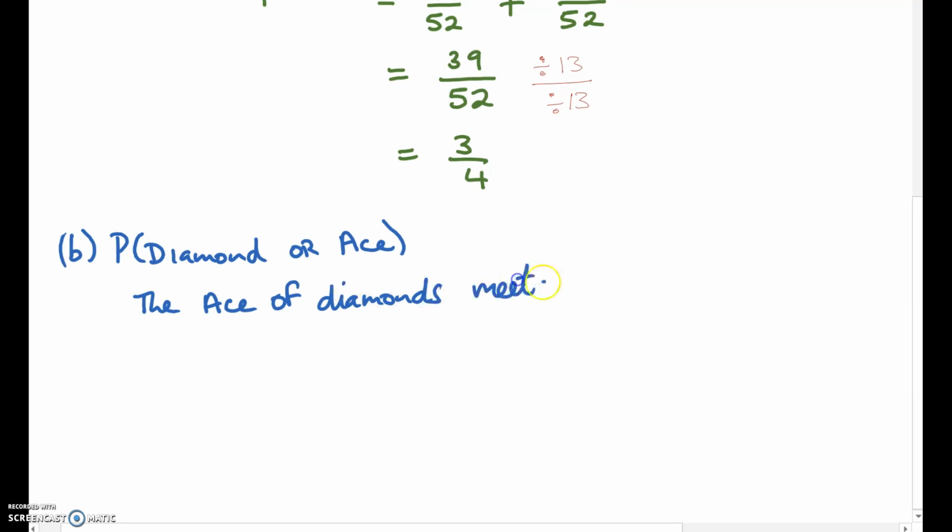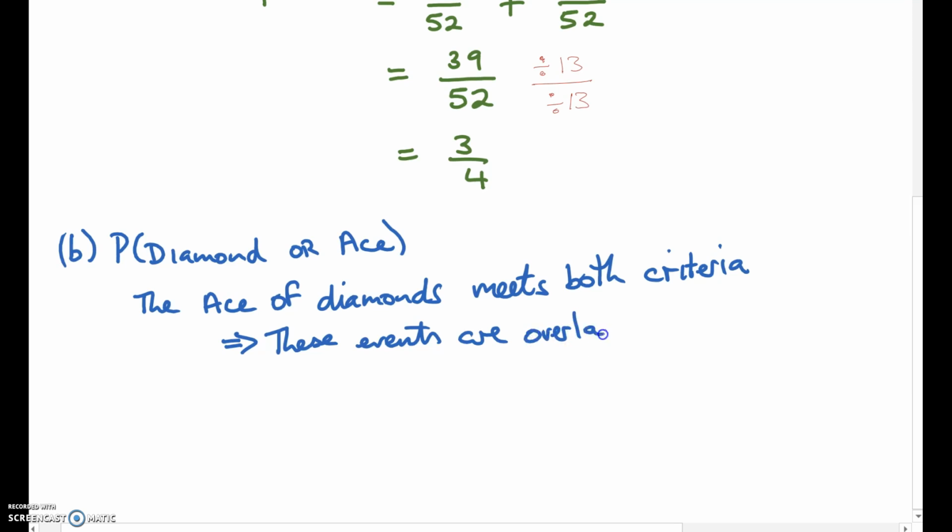It's both criteria. It's an ace and it's also a diamond. So that means, because there is one card, and you only need one card, but if there were more, that would also work. But because there's at least one card that's in both camps, we say these events are overlapping.